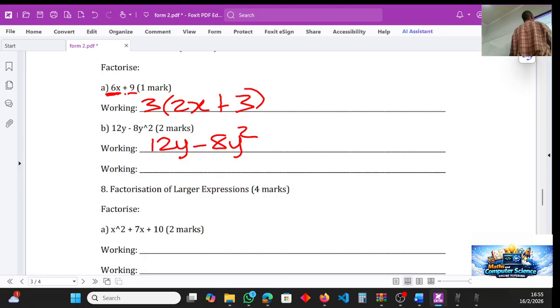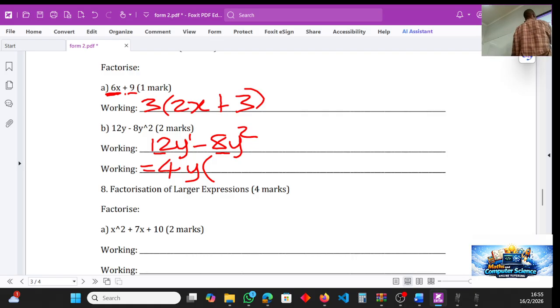Then when we move to the B part, we have got an expression 12y minus 8y squared. And if I look at 12 and 8, they are both multiples of 4, so 4 becomes an HCF. Then for the variables y and y squared, what we do is we take the common variable y, then we compare the exponents. We did not see an exponent, which meant it was a 1. So if I compare 2 and 1, we take the smaller one, which is 1. So it means our HCF is actually 4y.